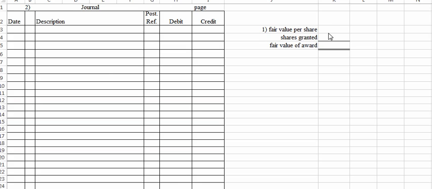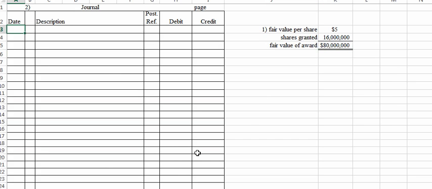Well, to do that, you guys, on number one, it's really simple. We just need a fair value per share on the grant date. That's January 1, 2016, and that's, looks like here, $5 per share. Number of shares granted, well, it's 16 million. And then we're just going to multiply those two together. Okay, so we get the fair value of the award is $80 million.